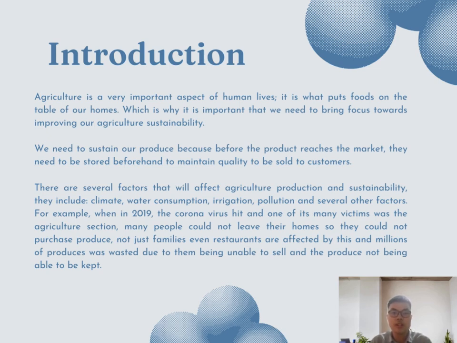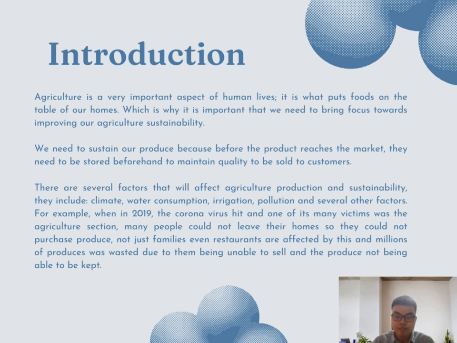We need to sustain our produce because before the product reaches the market, it needs to be stored beforehand and its quality maintained and ensured, and only then can it be sold to customers. There are several factors that affect agriculture production and sustainability. They include climate, water consumption, irrigation, pollution, and several other factors.